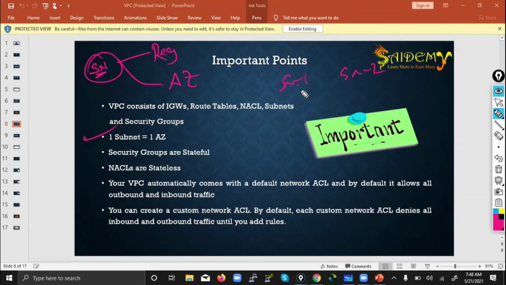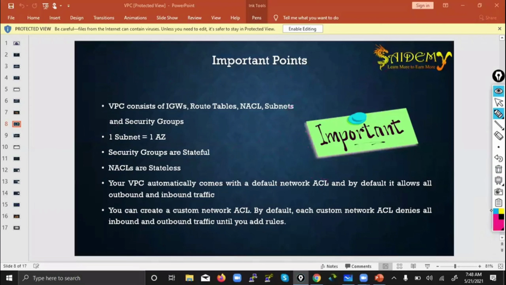So what is the name we have given while practicing? What is the name of our subnet? Something like 10.0.10.0/24 public 1A. So what is this 1A? Availability zone. It's an availability zone. Simple logic. So now I will explain how it works in real time.